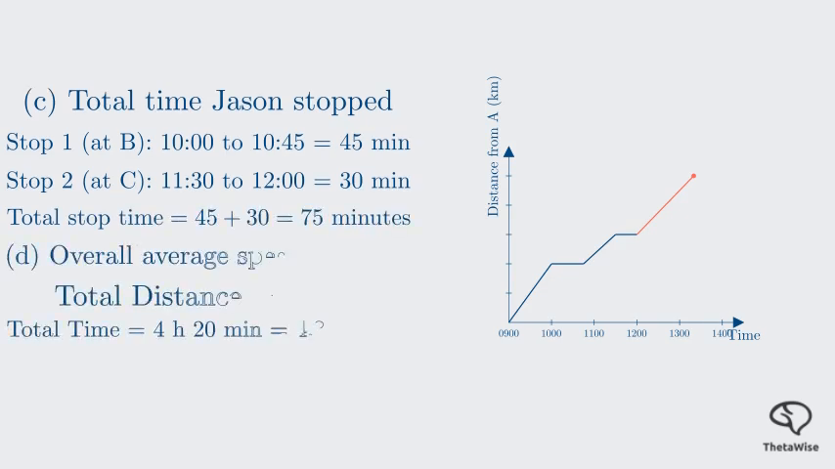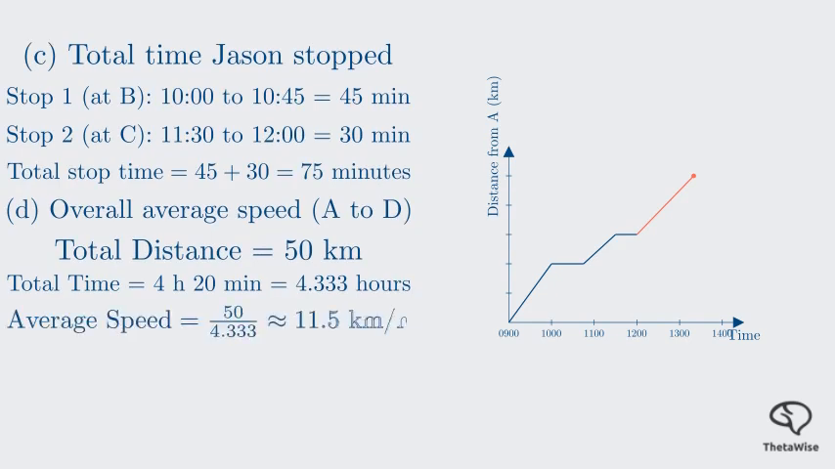For part D, total distance from A to D is 50 kilometers. The total time is from 09:00 to 13:20, which is 4 hours and 20 minutes. To three significant figures, his overall speed is 11.5 kilometers per hour. We continue with part E of question 13, which introduces Lisa to the travel graph. Part 1: Lisa leaves town C at 11:00 and arrives at town A at 13:42. Draw the line. Part 2: Find the distance from town A when they pass each other.